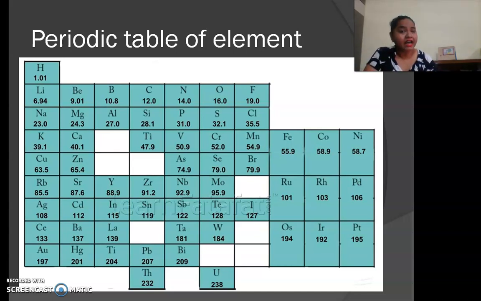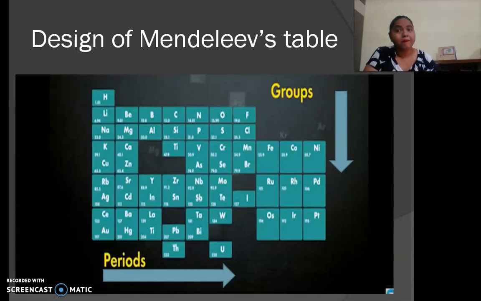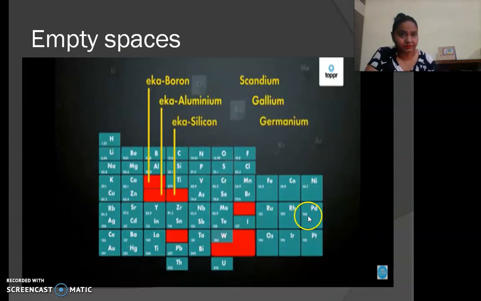This table has a unique design. Now let us study the unique design and the style of Mendeleev in the table. First, Mendeleev grouped the elements in vertical columns having similar properties and he named them as groups. Vertical columns having similar properties were named as groups, while horizontal rows having increasing atomic mass were called periods.